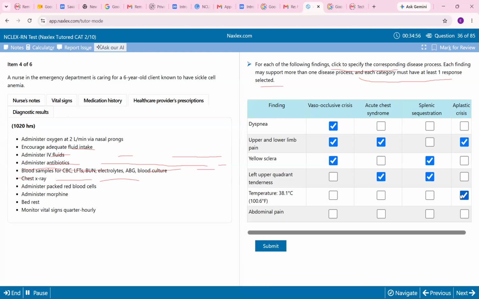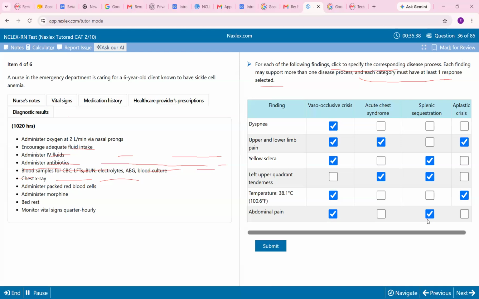Vaso-occlusive crisis. Okay. Abdominal pain. Abdominal pain. Pain and vaso-occlusive. Splenic. Yeah, I'm going with this. I'm a little bit confused about this.